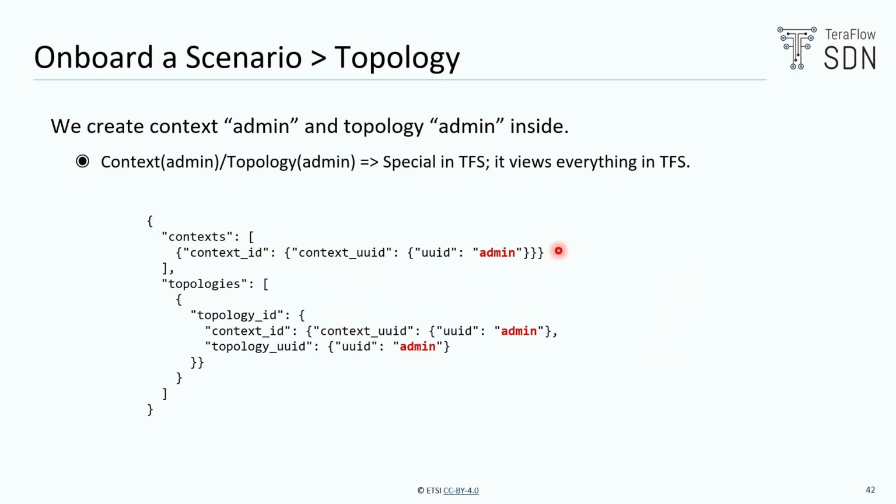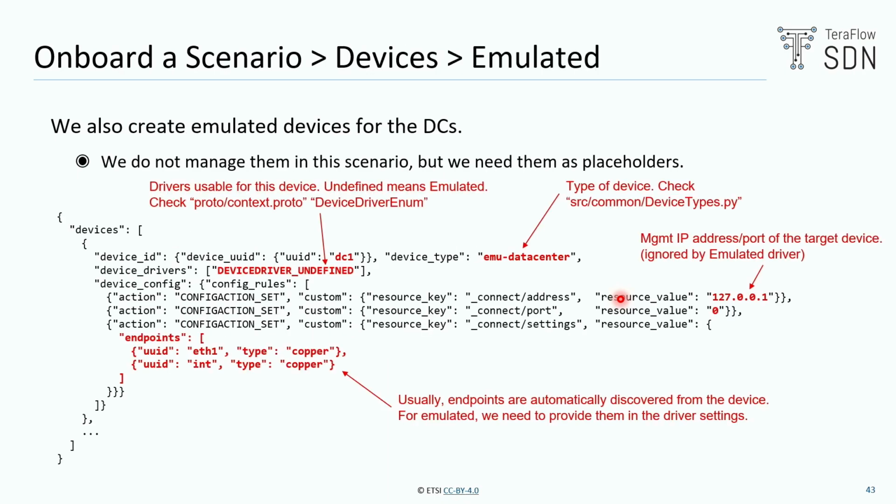You see the descriptor is quite simple. I was highlighting in red the specific placeholders that you need to fill in. Then for the devices, this is an example of how a device is described. You see that it has an identifier and the type of device. It also has the drivers that can be used for managing this device, and then you have a set of configuration rules that you can use to onboard the device. There are three special configuration rules, connect/address, connect/port, and connect/settings, that are used to configure the driver itself.